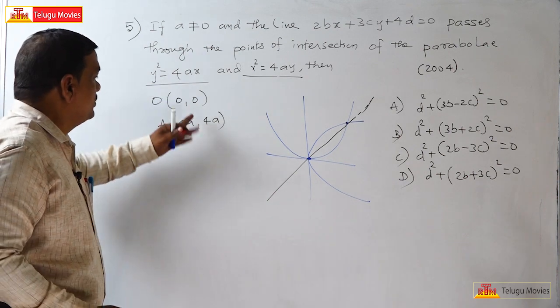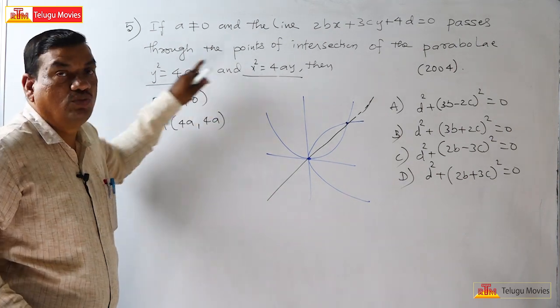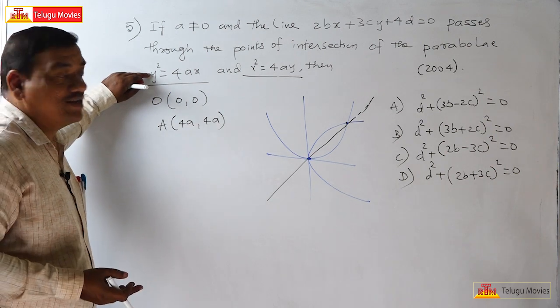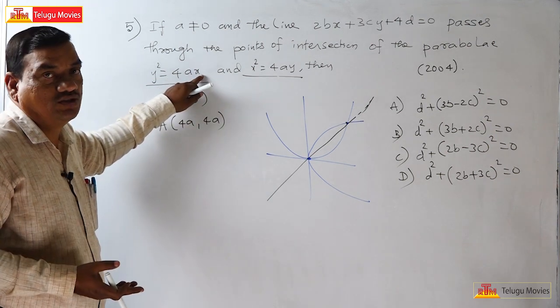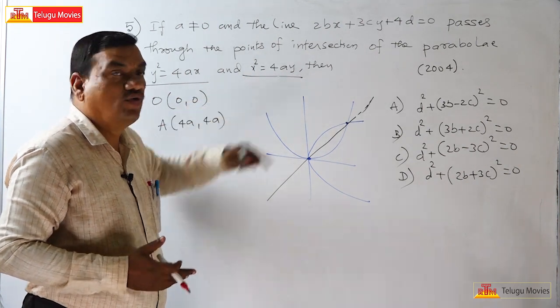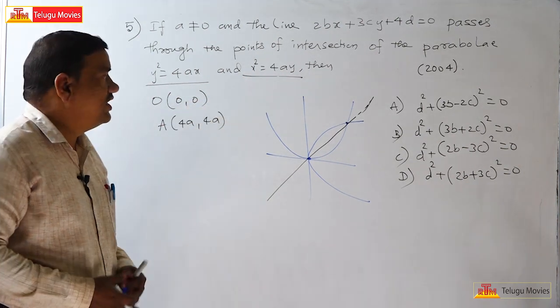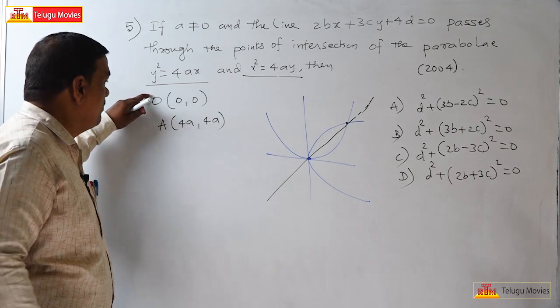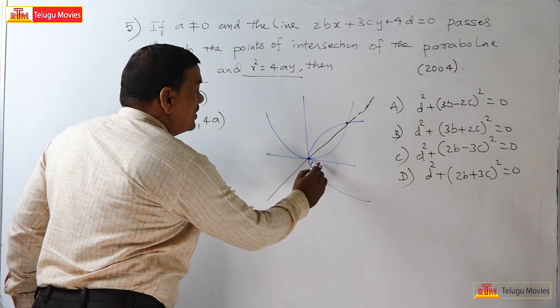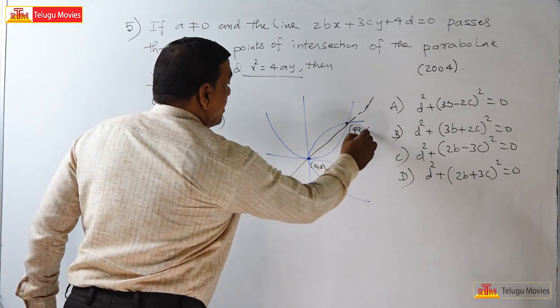Remember here, this 0 comma 0 satisfies both the equations, and also 4a comma 4a: 4a into 4a is 16a square. Here also, 4a whole square is 16a square, 4a into 4a is 16a square. Understand this? So remember these two points. One is 0 comma 0, another one is 4a comma 4a.